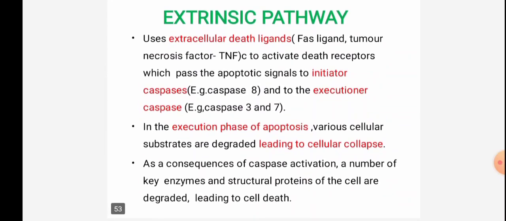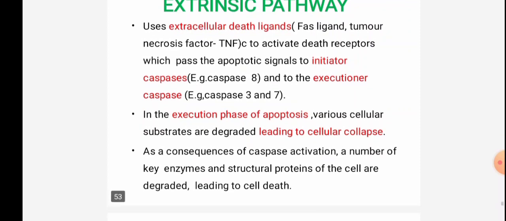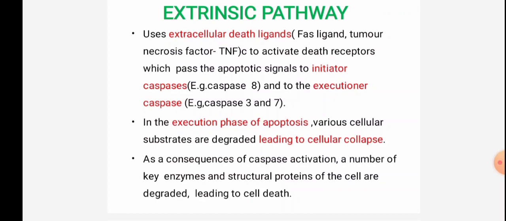An extrinsic pathway uses extracellular death ligands like Fas ligand and tumor necrosis factor, TNF, to activate cell receptors which pass the apoptotic signal to initiator caspases and also executioner caspases. The initiator caspase example is caspase 8, but in executioner caspases, examples are caspase 3 and 7. In the execution phase of apoptosis, various cellular substrates are degraded, leading to cellular collapse. As a consequence of caspase activation, a number of key enzymes and structural proteins of the cell are degraded, leading to cell death.